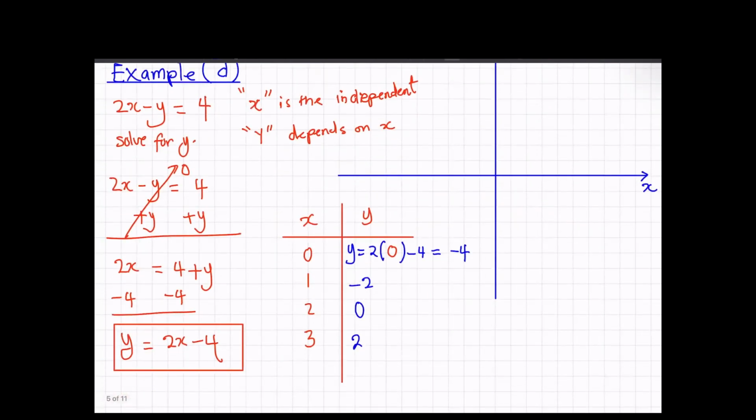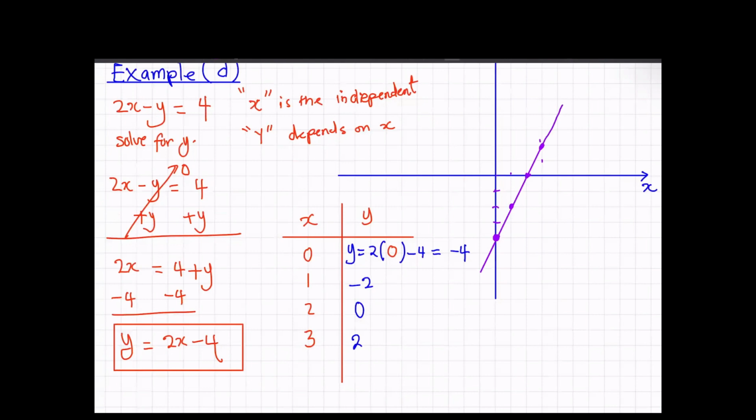0, -4. Use purple color. So here is 0, and then -4 is 1, 2, 3, 4. That's -4 right here. And then 1, -2, right here. And then 2, 0, right here. And then 3, 2. So 3, 1, 2. And that is our line.